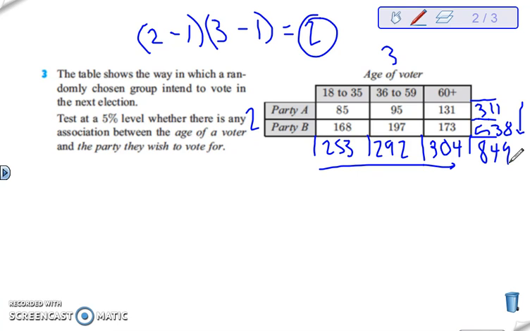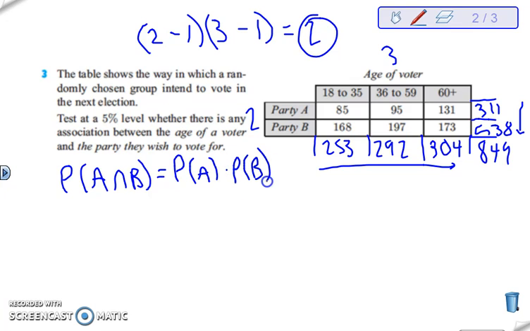Alright, so we have our observed frequencies and the total of each row and column. The thing we need now is our expected frequencies. So like I said, we're basically using our probability to calculate expected value. So if you remember, for independent events, the probability of A and B happening at the same time is the probability of A times the probability of B.